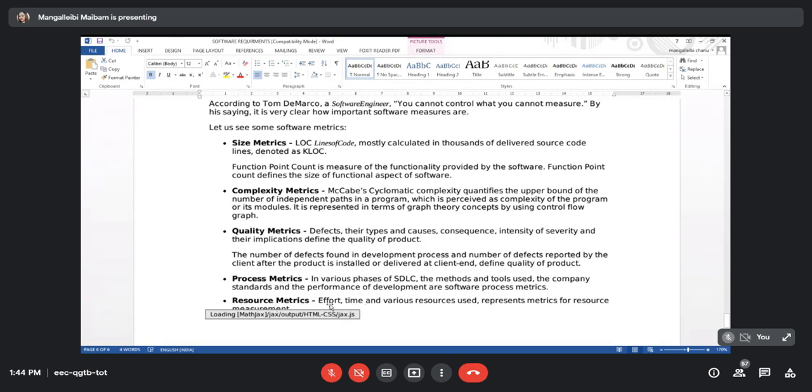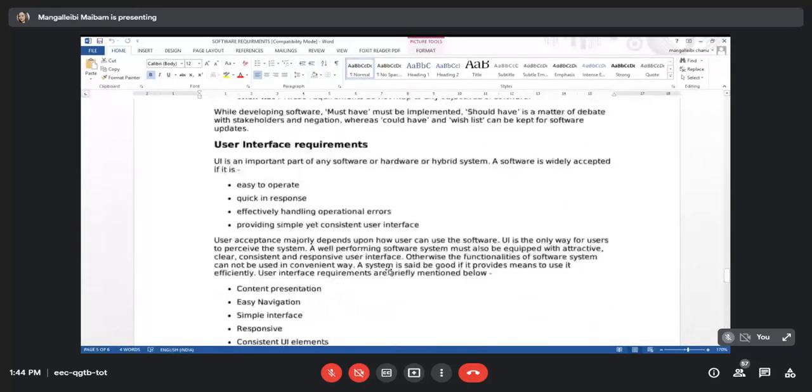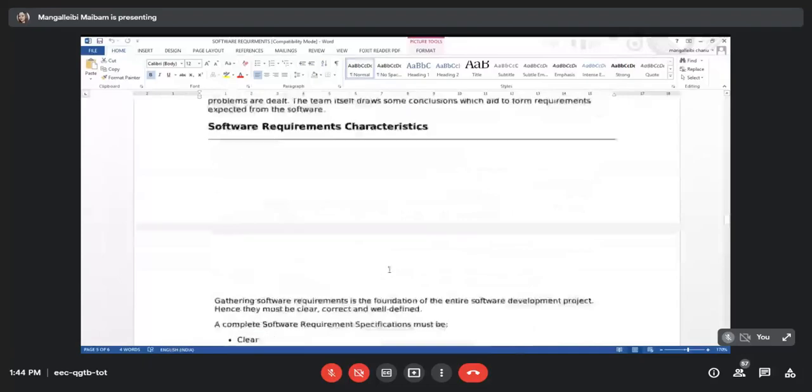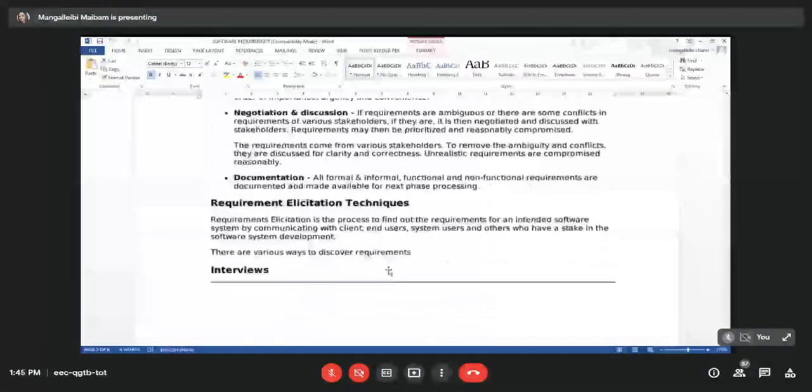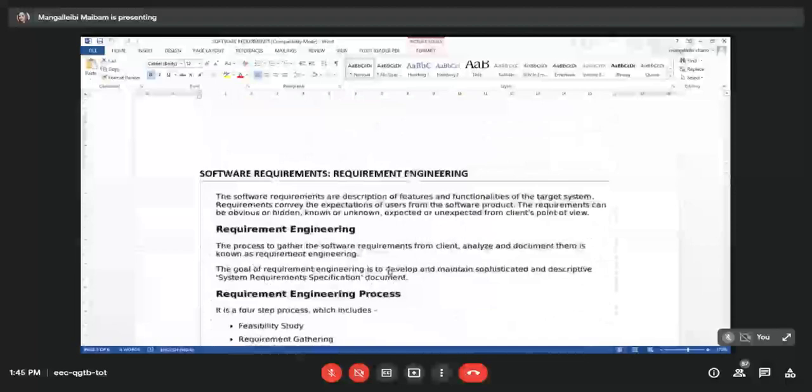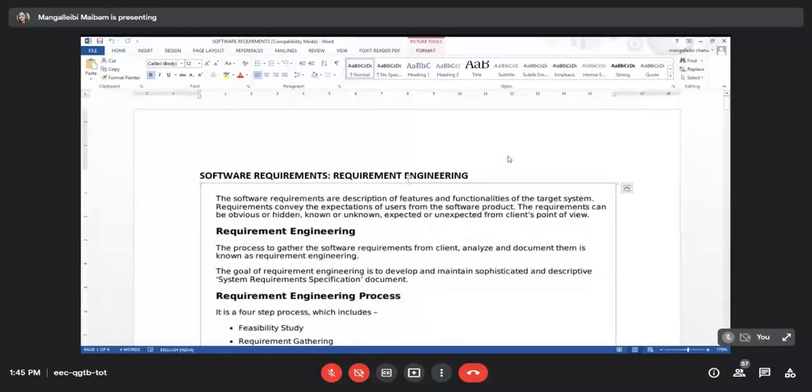So resource metrics will be under another chapter. That means calculating effort and time. Lots of calculations will be there in the upcoming chapters. But for now, yes, we will go through these theories. Okay, so this is about your software requirements, requirement engineering: what are the elicitation process, quality software requirement process, user interface, functional and non-functional requirements. So all this comes under requirement engineering.